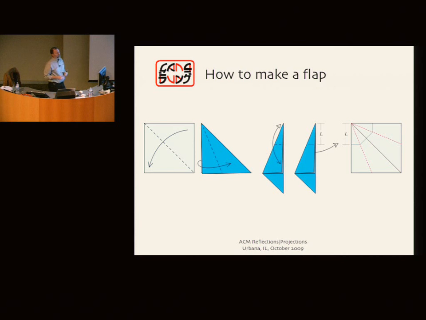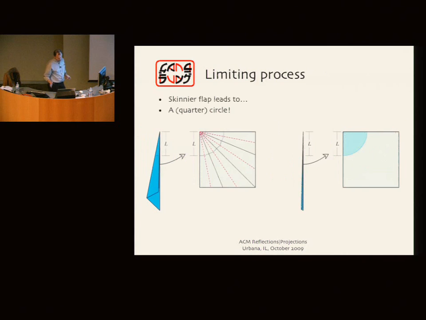And I say, well, make the flap skinnier. Well, that's easy. You just fold it in half again, two or three times to make it skinnier. And when you unfold it, you'd find that the boundary is getting smoother and smoother. And so if I take the limit of an infinitely thin flap, the boundary becomes a quarter circle, and the minimum amount of paper of all of these flaps is the skinniest one. It's a quarter circle of paper. So a single flap requires a quarter circle of paper. And the radius of that circle is just the length of the flap.